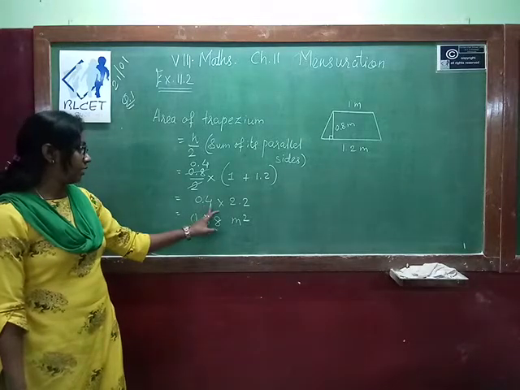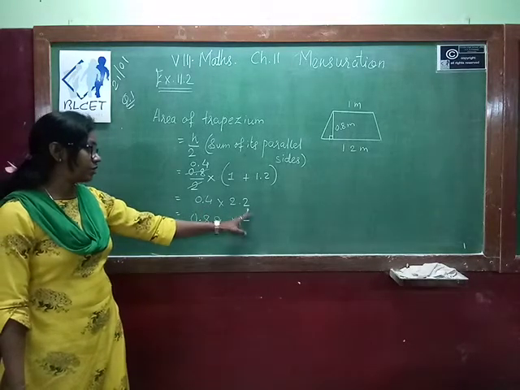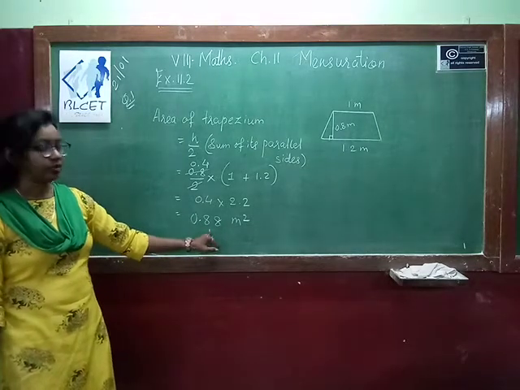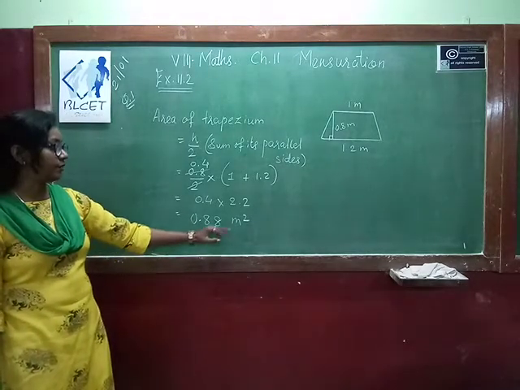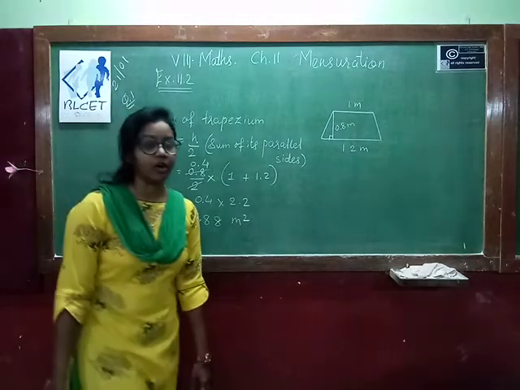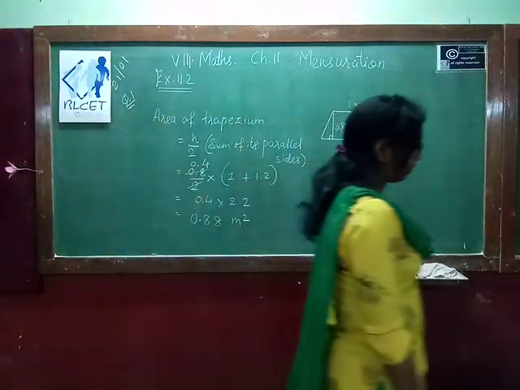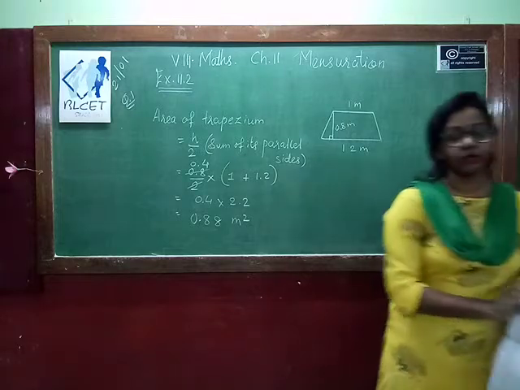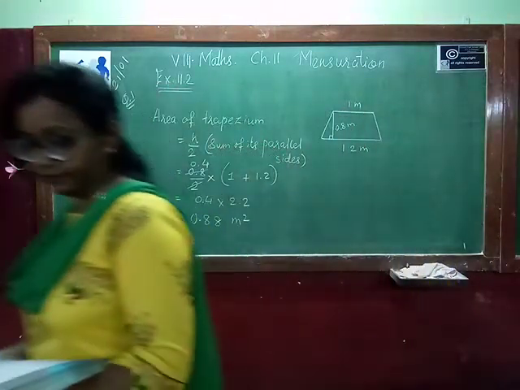After the decimal point, here it is 1, here it is also 1. So in the answer, after the decimal point, there should be 2 digits. So that's why the answer is 0.88 meter square. So this is the area of the surface of the table which is in the shape of a trapezium. Move on to the second question.